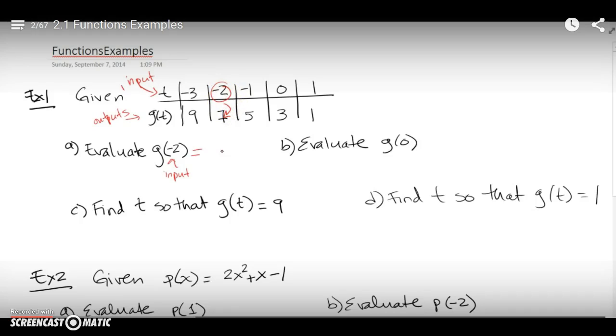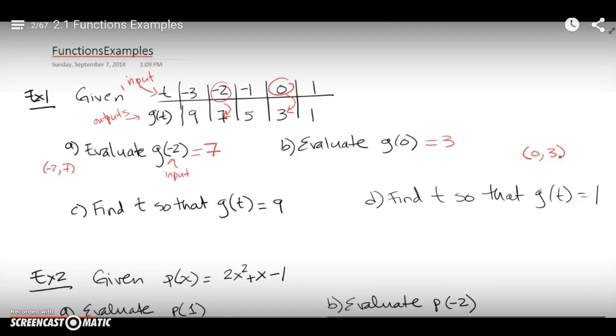We're just going to go ahead and pull out the 7. So G of -2 is 7. If we were thinking of that as an ordered pair, it would really be -2, 7. Part B says the same thing. The input is 0. So we're going to go to the input or the domain value of 0, and G of 0 spits out what? G of 0 spits out a 3. So the output value is 3. And again, if I was thinking of that as ordered pairs, it would really be 0 for the input, 3 for the output.